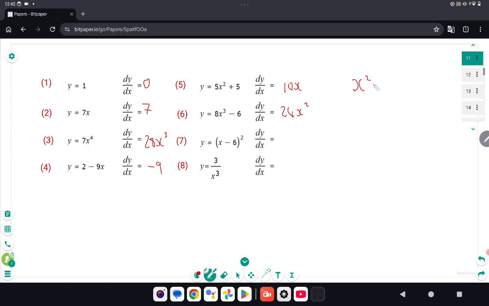Expanded and simplified would give you x squared minus 12x plus 36. Don't forget here to write as double brackets first and then expand, which would give us 2x minus 12. This one we will come back to in a minute. Let's just have a look at some other questions first.